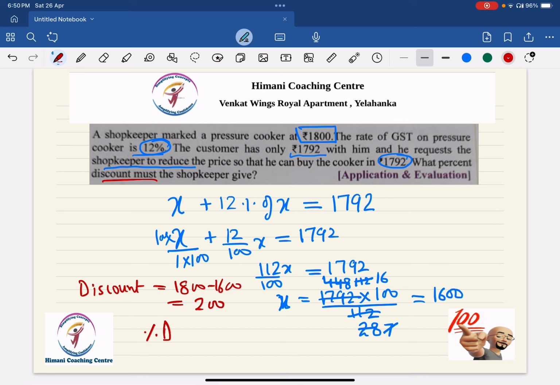So percentage discount would be what? Discount divided by marked price, which is 200 divided by 1800 times 100, because we are finding percentage. Okay, so this cancels 2 zeros, so we get 100 by 9%. You can simplify this, it would be 11 1 by 9%. So that is our answer.